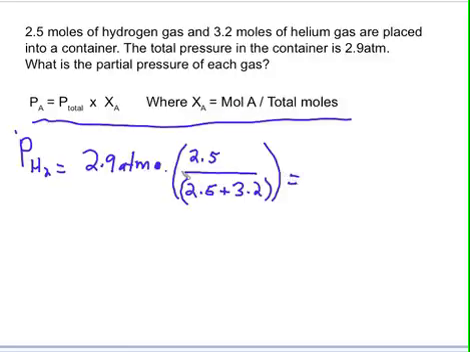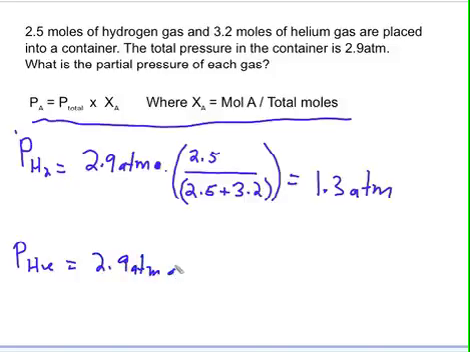So how I do it is I would take 2.5 and divide that by 2.5 plus 3.2, and that ends up being 0.44 when you do that. So then you're going to take 2.9 times this, which is 0.44, and you would get that the pressure of the H2 equals 1.3 atmospheres. And then you would want to do it for the helium, so you'd go pressure of helium, and that's going to equal the total pressure again. Alright, so pressure total, which is 2.9 atmospheres.